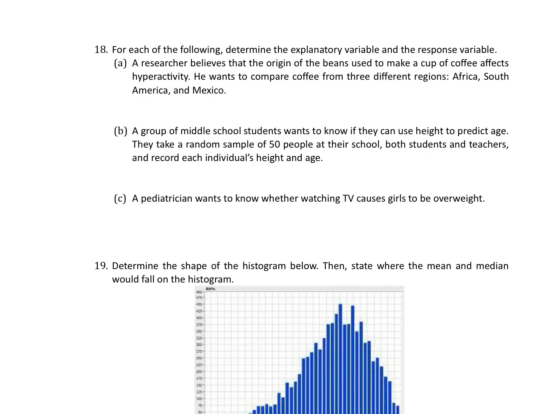For each of the following, determine the explanatory variable and the response variable. A researcher believes the origin of beans used to make a cup of coffee affects hyperactivity. He wants to compare coffee from 3 different regions, Africa, South America, and Mexico. So our explanatory variable is the origin of the coffee beans.